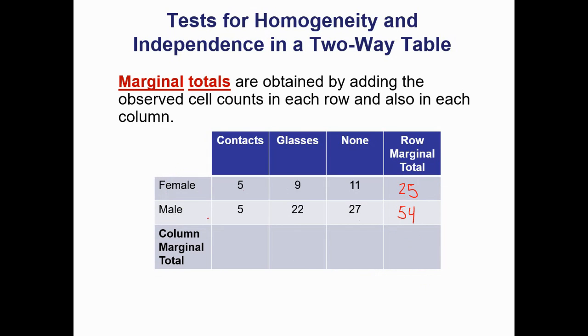Then you go through and you do the columns. So for contacts, 5 plus 5 is 10. 9 plus 22 gives you 31. And then 11 plus 27 is 38.